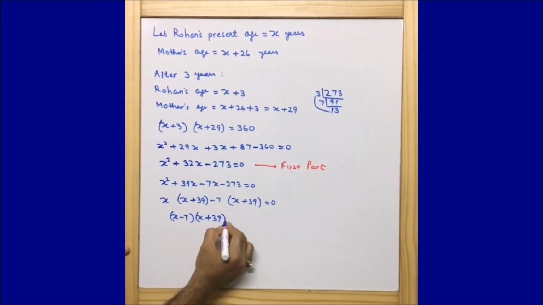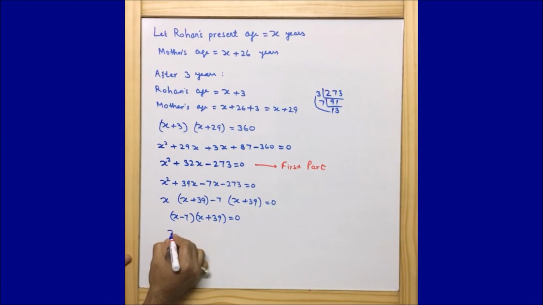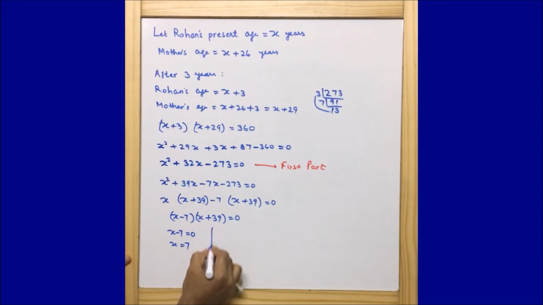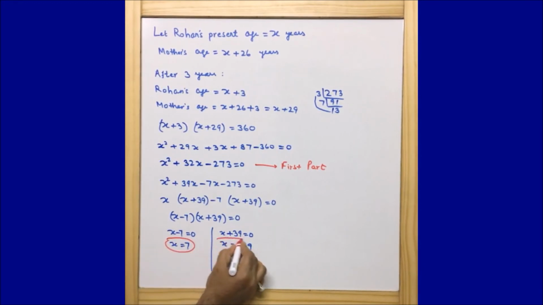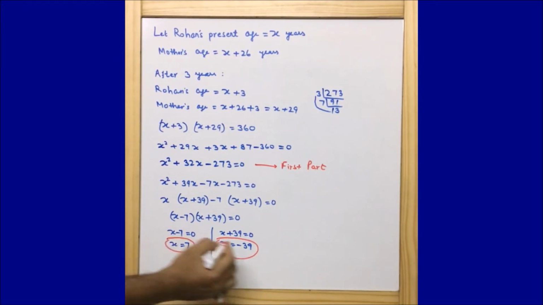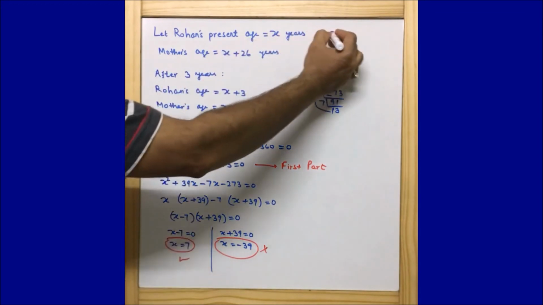So guys, we are getting two things here equal to 0. Let's see, x minus 7 is equal to 0 or x is equal to 7, and the other part we are getting x plus 39 is equal to 0 or x is equal to minus 39. So guys, we got two values of x, one is minus 39 and one is x is equal to 7, but age cannot be negative, so this one is ruled out. We will go with x is equal to 7. So that means Rohan's present age is 7 years.